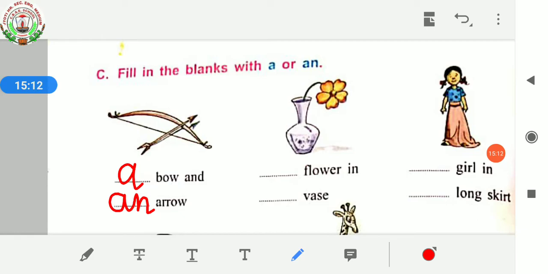Next is dash flower in dash vase. So F, we know that it's a consonant, so we have to write over here A, and vase, V is a consonant, we have to write over here A. So a flower in a vase. Dash girl in dash long skirt. So in the word girl, G is the starting letter and we know that G is a consonant. So before consonant we have to use A, and long, L is the starting letter. So L comes under consonant and before consonant we have to use A. Okay.